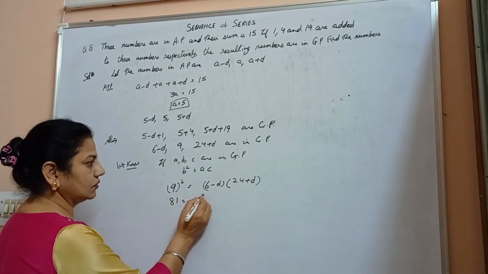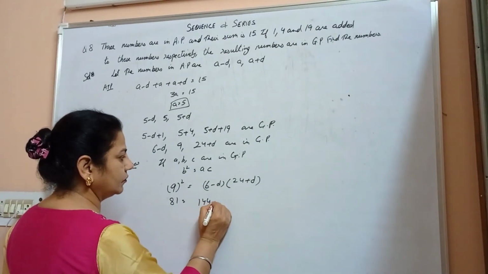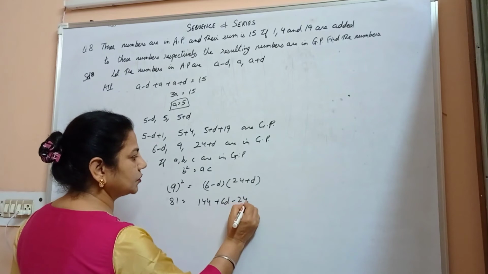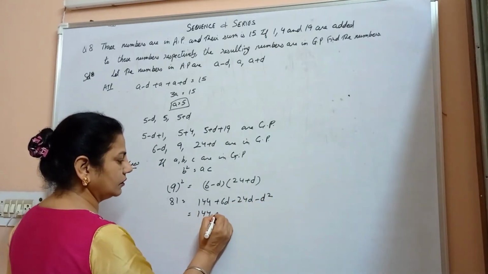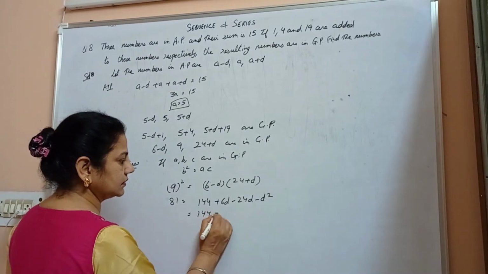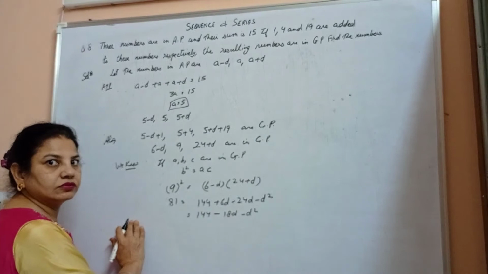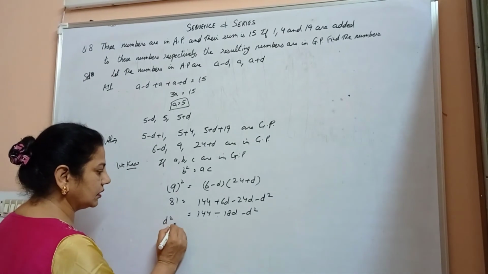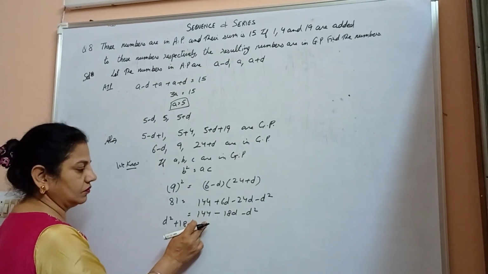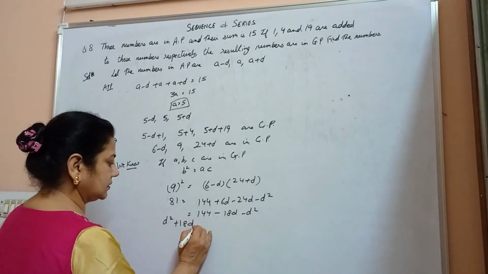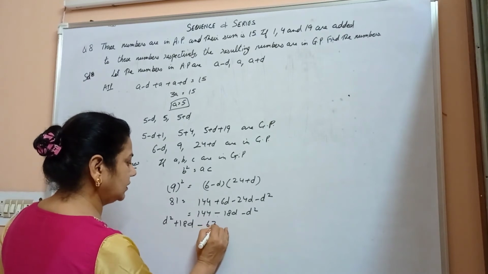Here I get, on multiplying, 144 plus 6D minus 24D minus D square. So here I get 144 minus 18D minus D square. Take this number to the left hand side. I get D square plus 18D plus 81 minus 144 is minus 63, equal to 0.